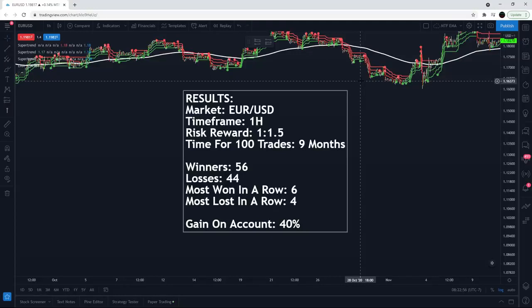So there were 56 winners and 44 losses, a 56% win rate, which is quite good for a 1 to 1.5 risk to reward ratio. The most won in a row was 6 and the most lost in a row was 4, so not too bad on the drawdown with this one either. The gain on the account was 40%, so putting it up there with some of the best strategies that I've tested. This one is definitely a good contender if you haven't decided on your personal strategy that you want to go forward with. This one is definitely a good one that you can work with and take through the optimization process.